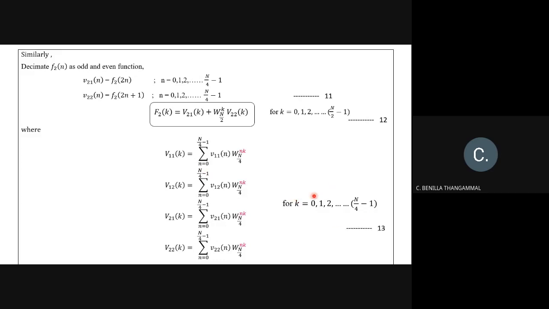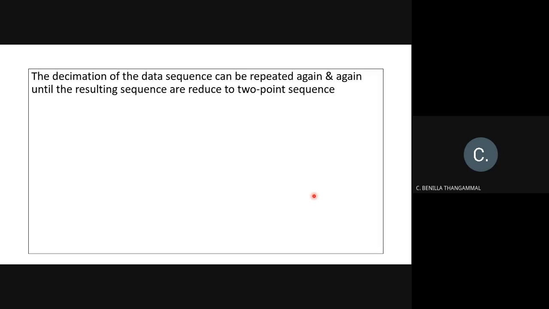So now I can perform the same again: v11 of n, v12 of n, v21 of n, v22 of n can be split again as even and odd, and it goes on. So this decimation of the data sequence can be repeated again and again until the resulting sequences are reduced to 2 point sequences, because this is your radix 2 DIT FFT algorithm.